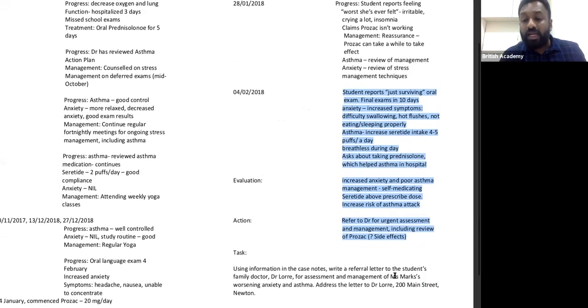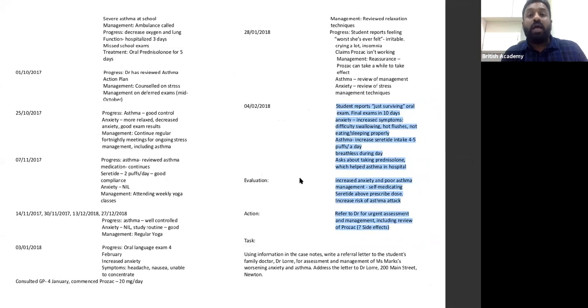Now, if you see the question in this scenario, you'll understand: using information in the case notes, write a referral letter to the student's family doctor, Dr. Lord, for assessment and management of Miss Mark's worsening anxiety and asthma. So we are writing it to a family doctor. Now, when this kind of letter comes into picture, what should you do?